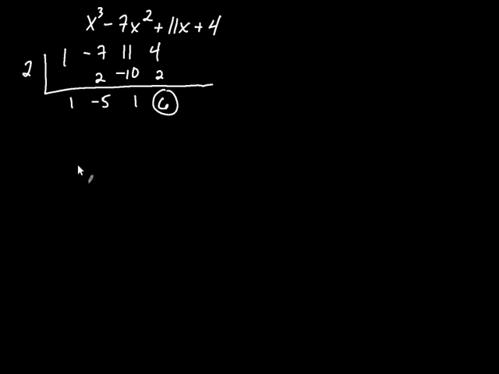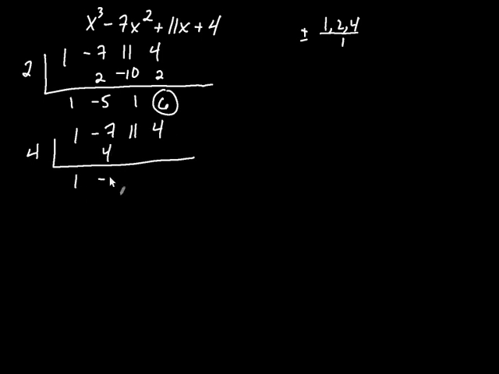So now we are wondering, of the choices, 1, 2, 4, what we should do next. Now remember, the negative 4 was positive or negative, and the negative 4 is knocked out. So let's go ahead and try the positive 4. So positive 4, and what do we get? Well, let's see, 1, negative 7, 11, and 4. It's going to be a 1, negative 3, negative 1, and 0. Okay, what that means is that 4 is a 0. So 4 is a 0.